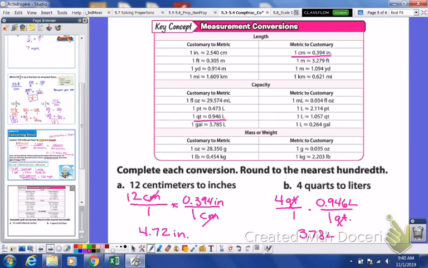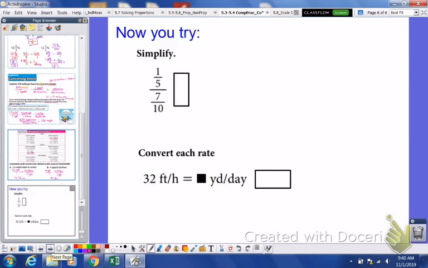Okay, let's try a couple of these. So first one, I want you to simplify 1/5 divided by 7/10. Make sure you show your work, not just an answer. And second one, convert 32 feet per hour into how many yards per day? Again, make sure you show your work with these.